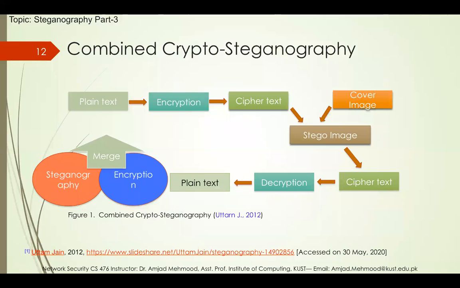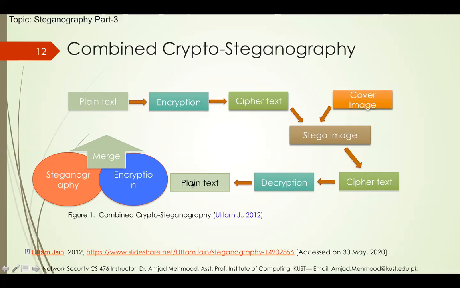Now, this is a combination of cryptography and steganography. For example, if you have plain text, encryption is performed on it and you get ciphertext. Now this ciphertext is hidden inside a cover image, and a stego image is created. Then this stego image is sent to the receiver, where the cipher text is received, and then decryption is performed to convert the cipher text to plain text.